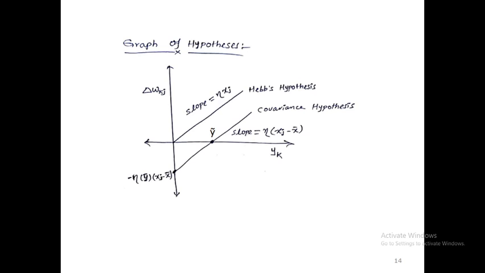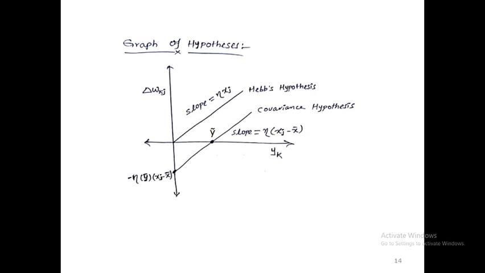So when will the covariance hypothesis converge? It converges when xj is equal to x bar and yk is equal to y bar, because when both are equal, the change in weight is equal to 0. Change in weight equal to 0 means it has converged. So we need to bring about that condition. It may not be ideal. In the ideal case it will be 0, but at least we need to reduce that error value, right?